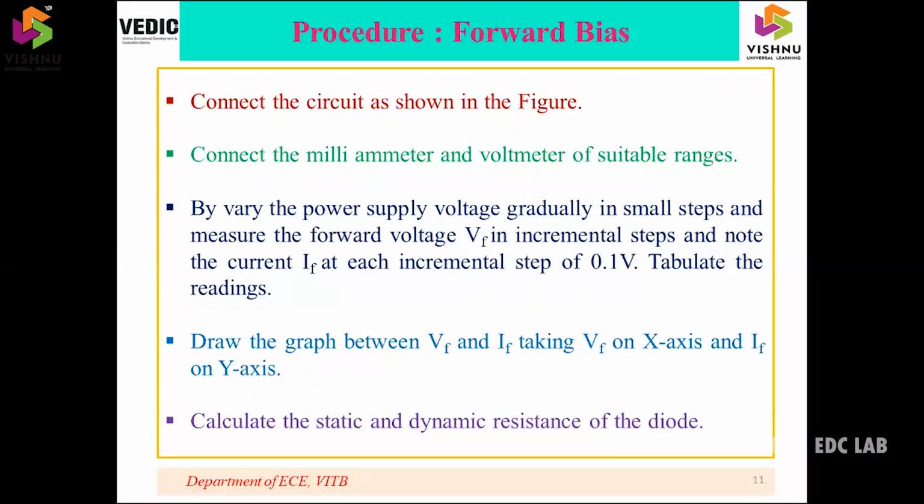And coming to the procedure of forward bias diode, connect the circuit diagram on the breadboard as per the figure, and in this connect milliammeter and voltmeter of suitable ranges. Vary the supply voltage gradually in small steps and measure the forward voltage VF in incremental steps and the current IF at each incremental step of 0.1 volt, and tabulate the readings. Draw the graph between VF and IF by taking VF on x-axis and IF on y-axis. And from the graph calculate the static and dynamic resistances.